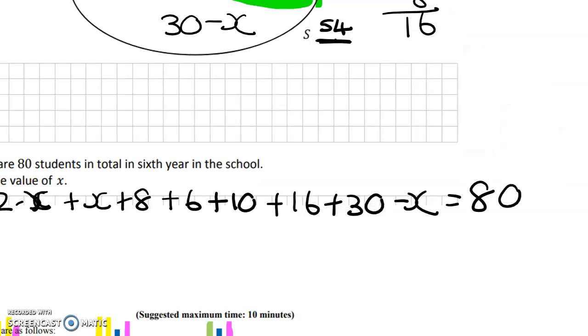Okay, so I've written them all down. Now I'm going to just add all my numbers on the left hand side. Okay, so 22 plus 8 plus 6 plus 10 plus 16 plus 30. Just checking again, 22 plus 8 plus 6 plus 10 plus 16 plus 30. And you get 92.